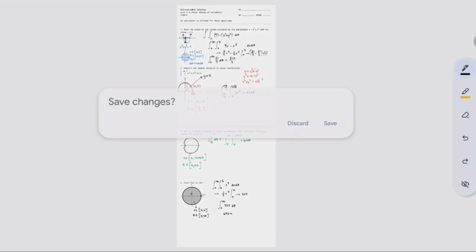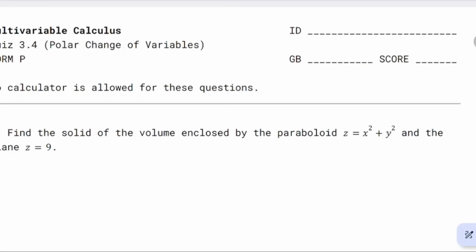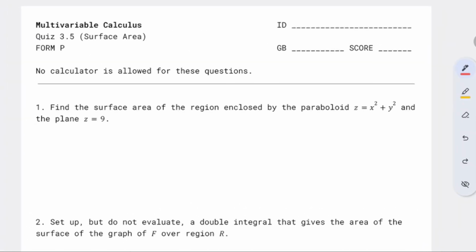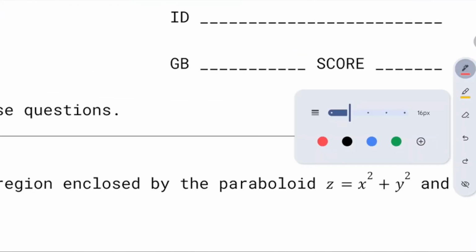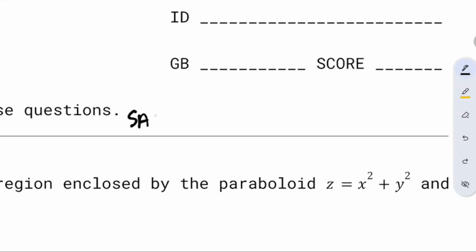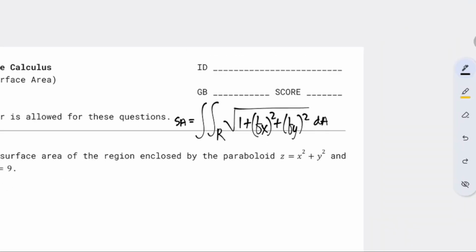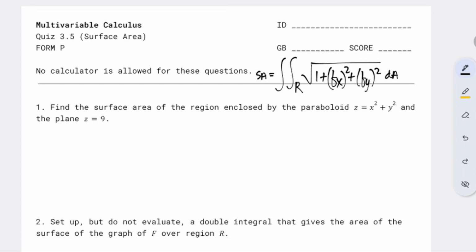All right, that was 3.4. Discard the changes. Move on to 3.5. All right, surface area. We're going to need that formula. I'm going to put that in right here. Surface area over a region, surface area on a graph over a region. It's the double integral over region R of the square root of 1 plus fx squared plus fy squared dA. And sometimes these are ones we can compute by hand, sometimes they are not.